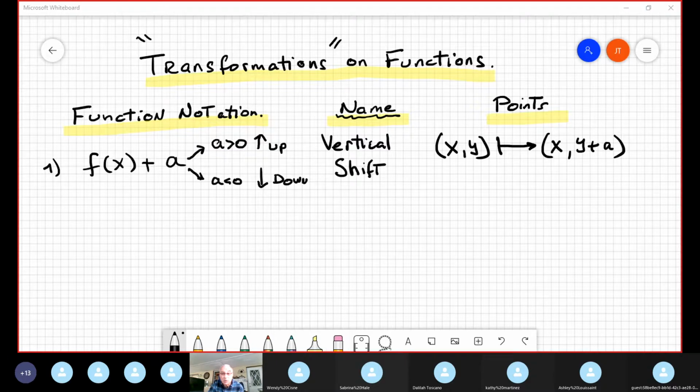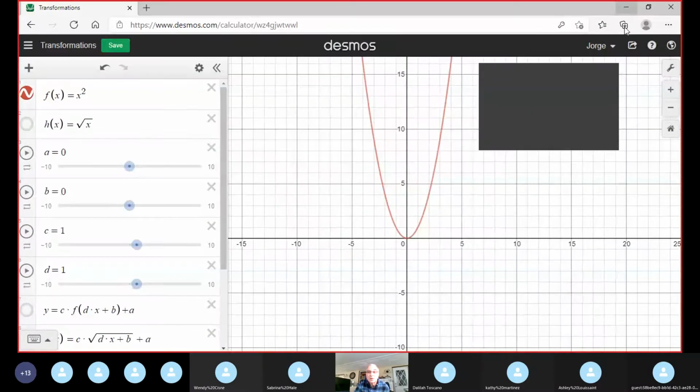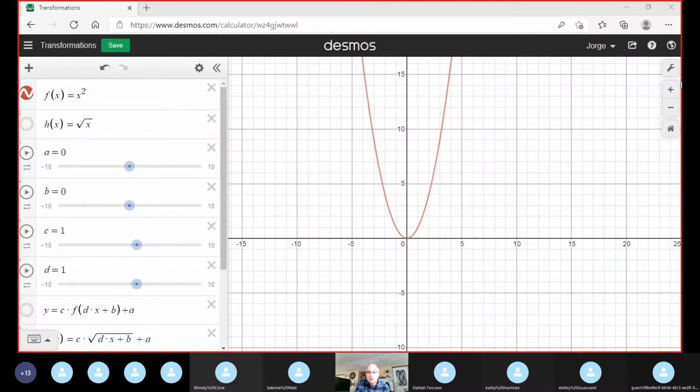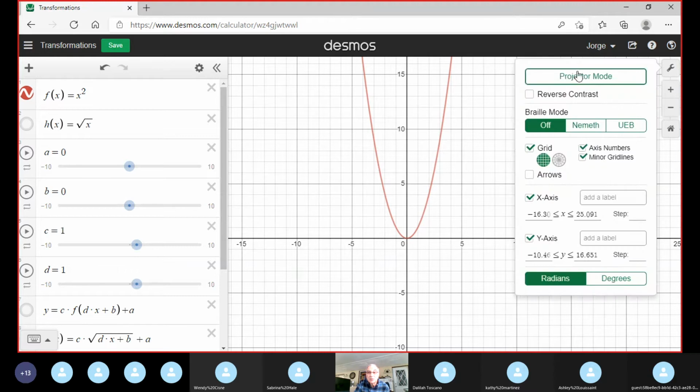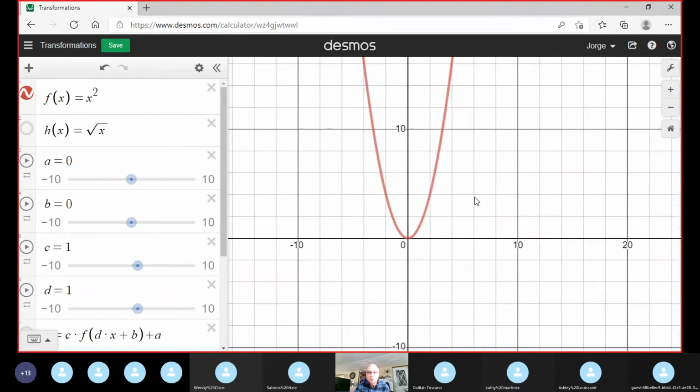I prepared one Desmos for you. And let me share the screen for the Desmos now. Okay, switching to Desmos. And you see in Desmos now, again, the famous parabola in red color. X squared, the quadratic function.